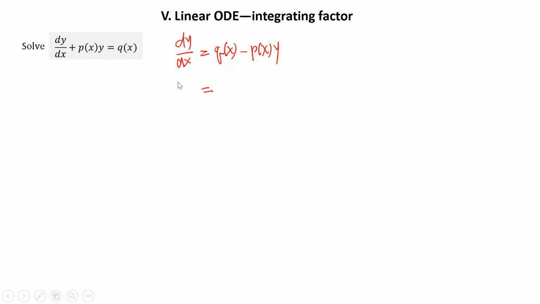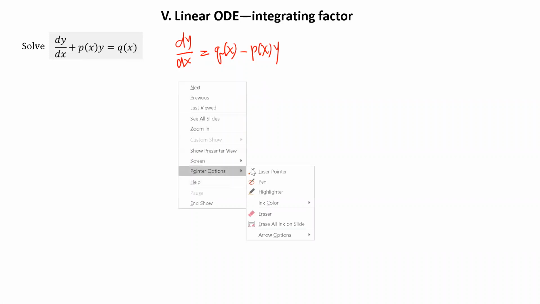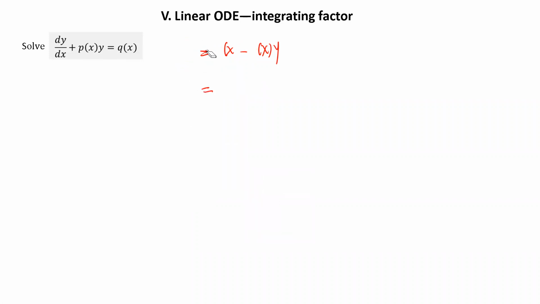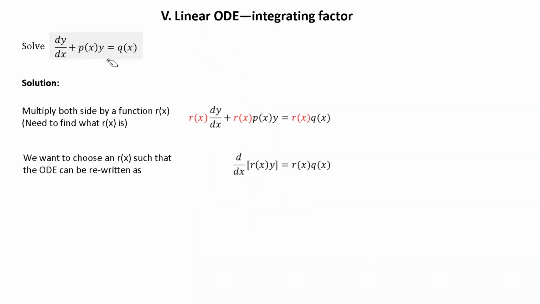Now in this linear ODE, there is a method that we'll use. That method is known as the integrating factor. So the trick is as follows. First of all, we multiply both sides of the equation by this r of x, a new unknown function.